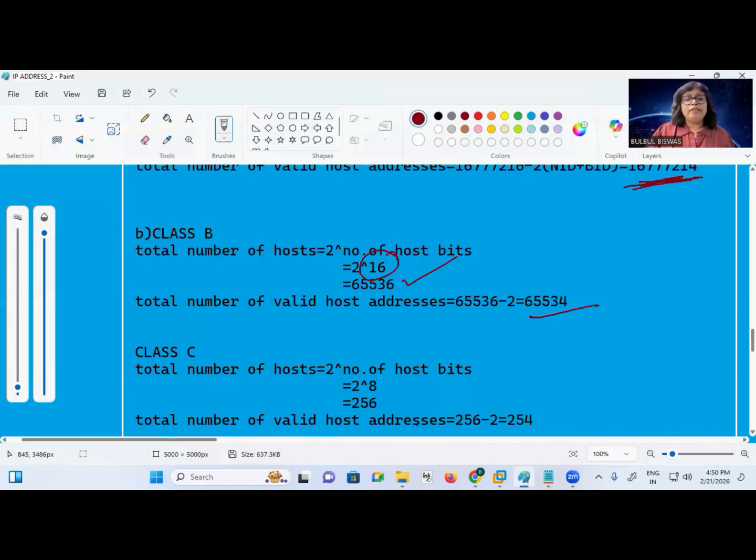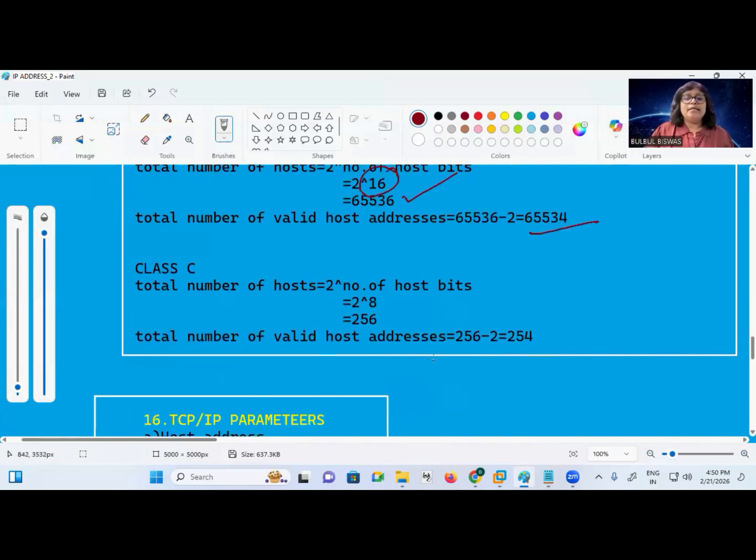Now I am going for class C. Here you can see the host bits are 8. So 2 to the power 8 is 256. Total hosts 256. But I have to minus 2 for NID and BID. So for every class C network, we will get 254 host addresses. Understood?